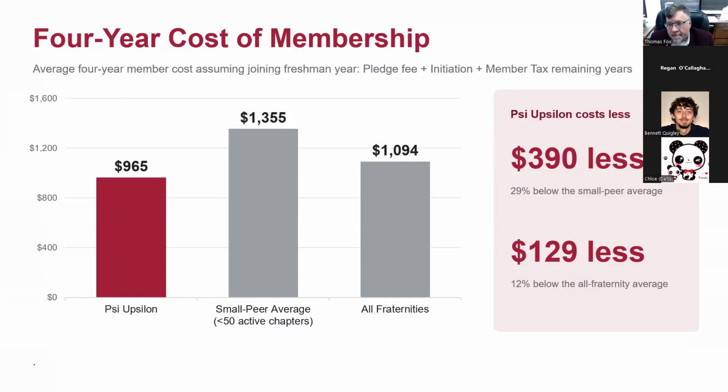I don't want to spend too much time. I know I've talked about this a while, but I need y'all to understand when we're saying, hey, we need that money from all of you, it's, well, we need it to stay operational. We don't have large reserves in Psi Upsilon to fall back on.